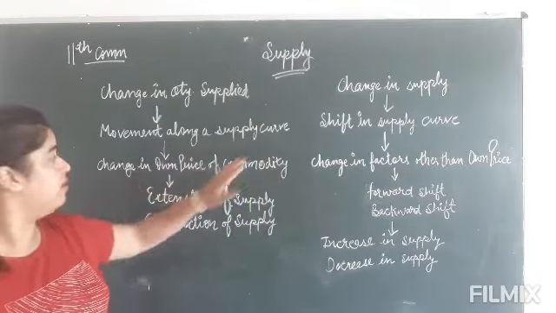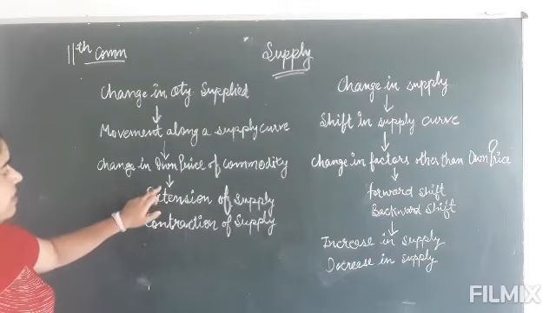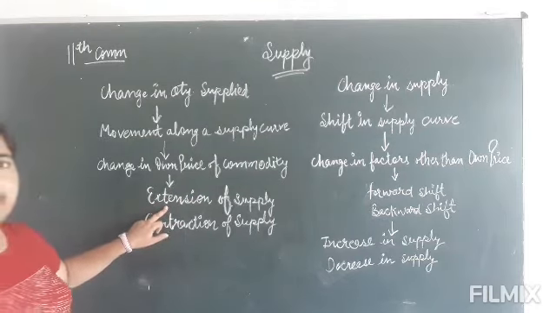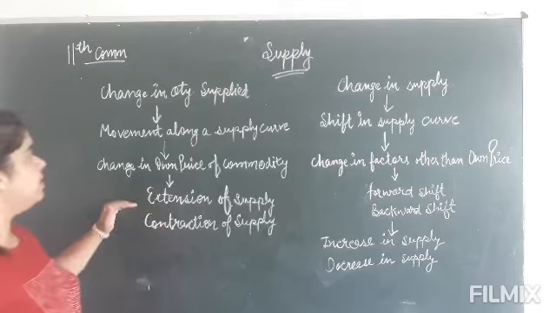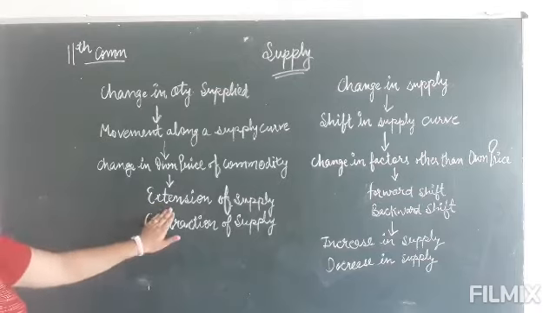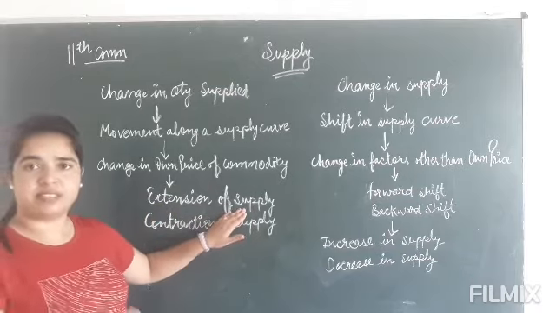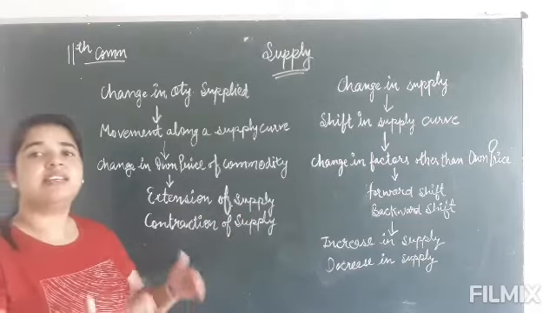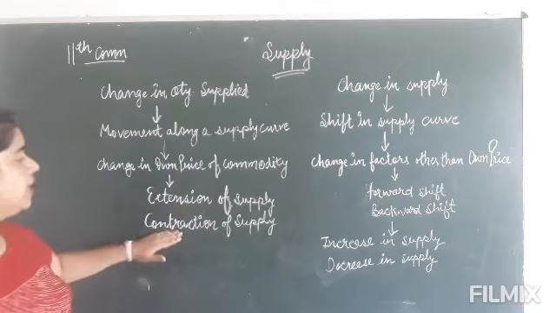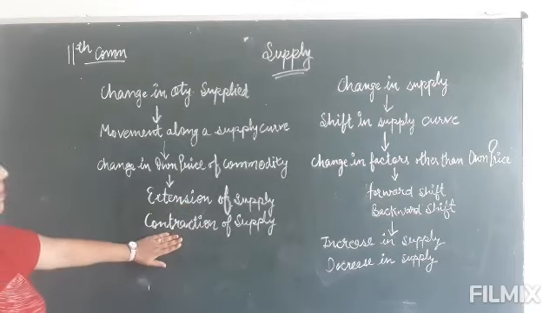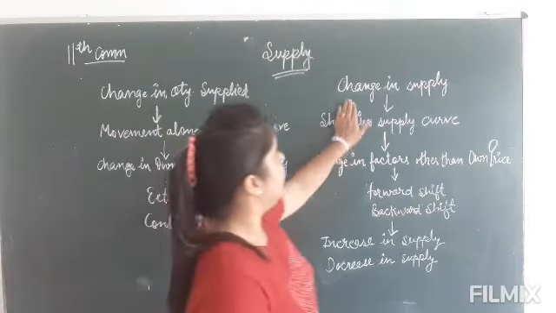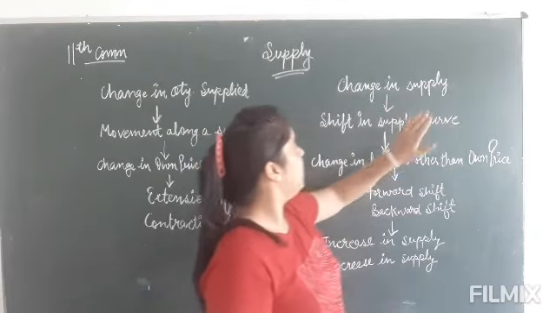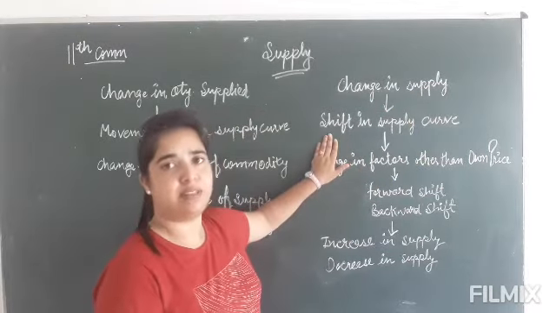If the own price of the commodity changes, then that change is described as movement along a supply curve. Done. And on the supply curve we show the supply as extension of supply if it is increased, or contraction of supply if it is decreased. These two names we use. Now the second, change in supply. Change in supply means shift in supply curve.